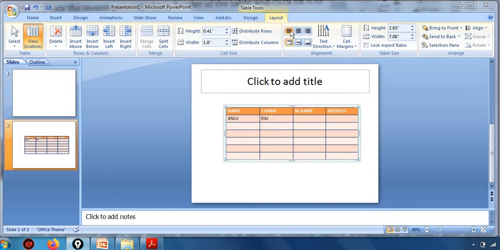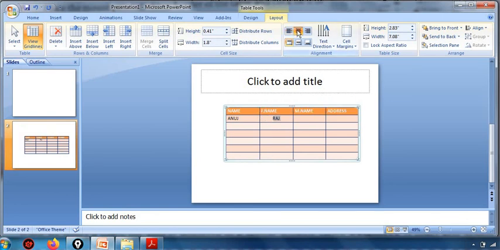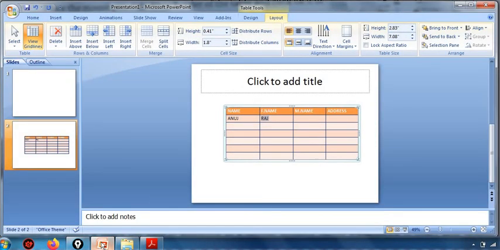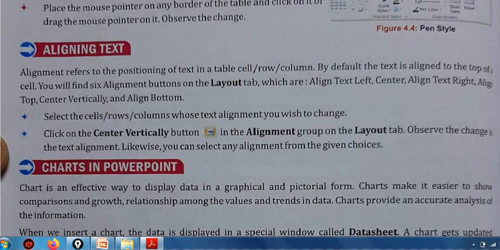Now if I select this and click on this, it will change to the center. This is right aligned, center, left. This is top, by default top. This is bottom. If you increase the height of the cell, then I can keep the text in the center or at the bottom, depending. By default it is at the top and left aligned. So from the layout tab, alignment group, you can change the alignment of the text, right?